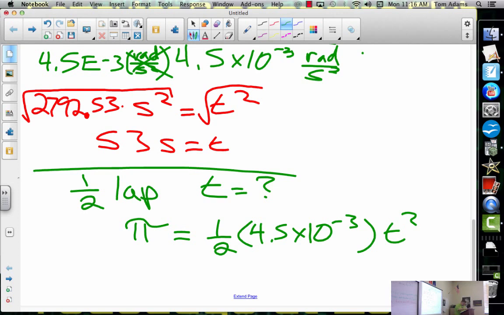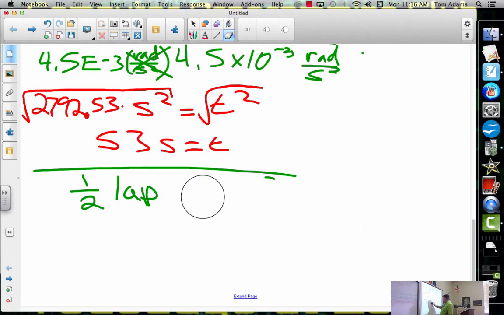Oh, actually, wait, they asked a different question. Maybe we should crank through it. So it says, what is the total vector acceleration of a car when it has completed half a lap? Oh, wrong question. Let me read it out loud and then we'll solve it. What is the total vector acceleration of the car when it has completed half of a lap?